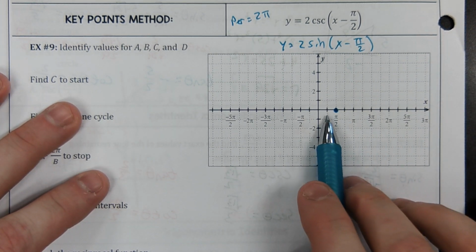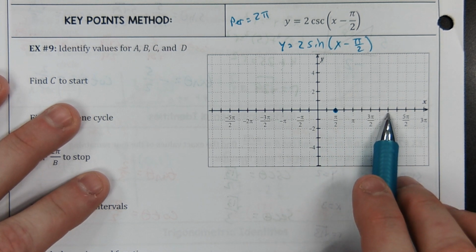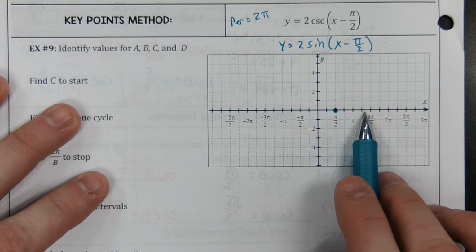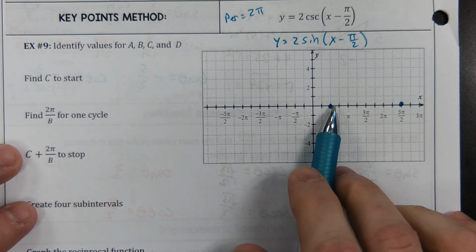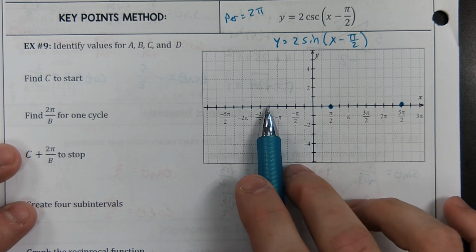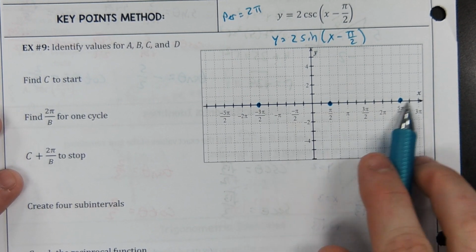Let's see how long 2 pi was. 1, 2, 3, 4, 5, 6, 7, 8. So 2 pi is 8 tick marks on this grid. And if I go back 8 puts me right here. So that is beginning to end.